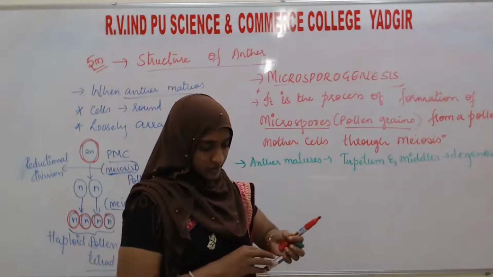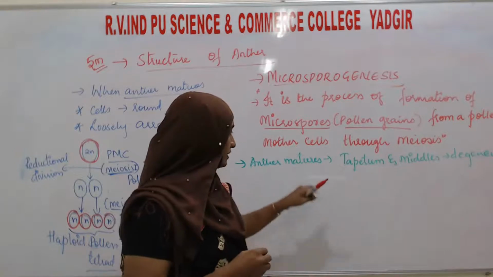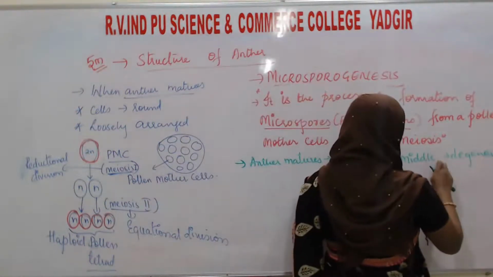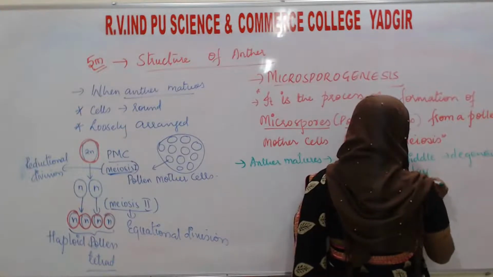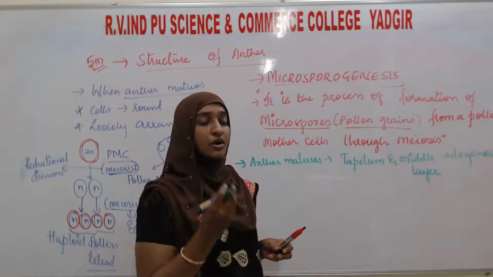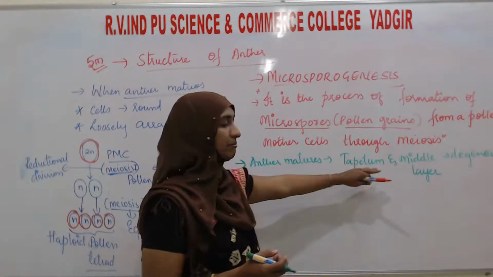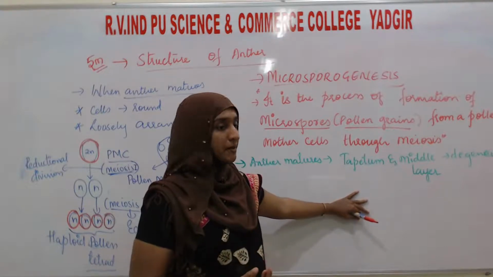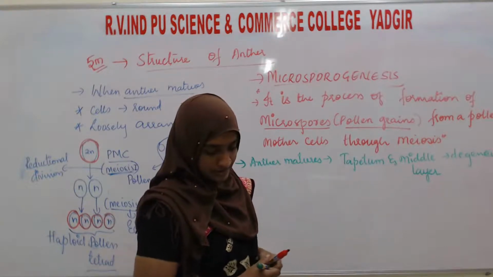So the products of the tapetum layer and the middle layer are going to be utilized by the developing pollen grains. Whatever the cytoplasm and nutrients present in the middle layer and the tapetum layer, that is going to be utilized by the developing pollen grains.